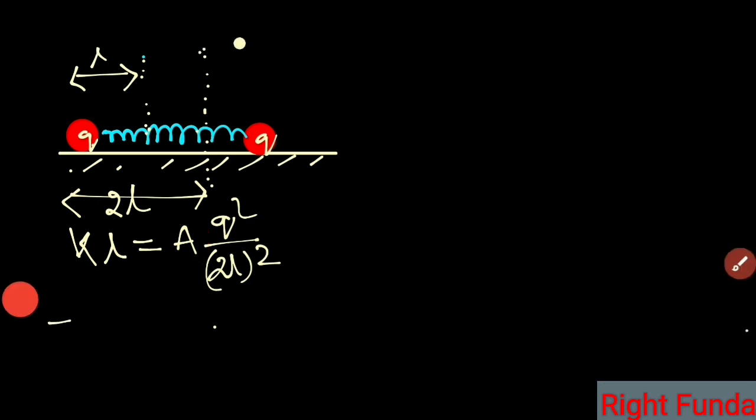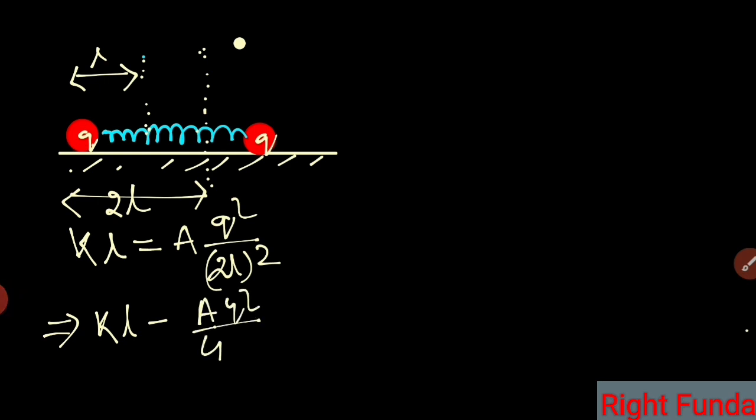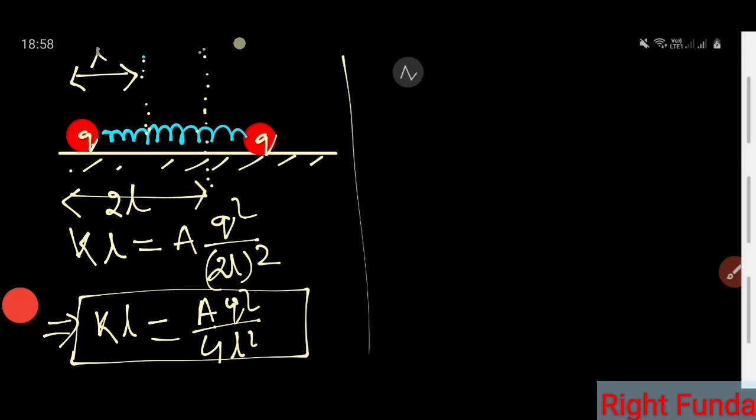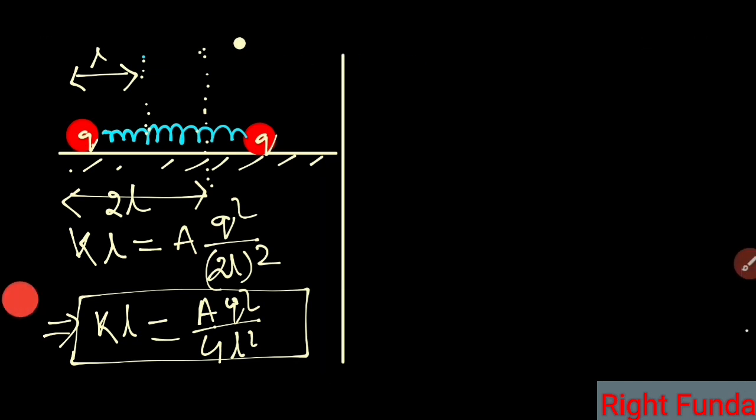And so from this we get that KL is equal to A Q square by 4L square. This is an equation we obtain between the spring constant and the charge value, because the spring constant is not given in the question. So now I draw the free body diagram at the position when it has been displaced by x from the equilibrium position. At that instant I want to write the forces.